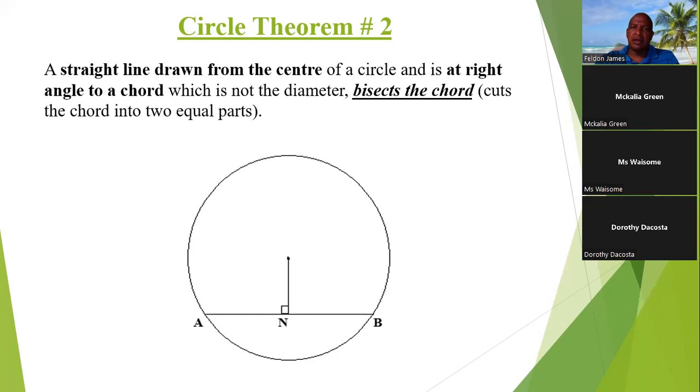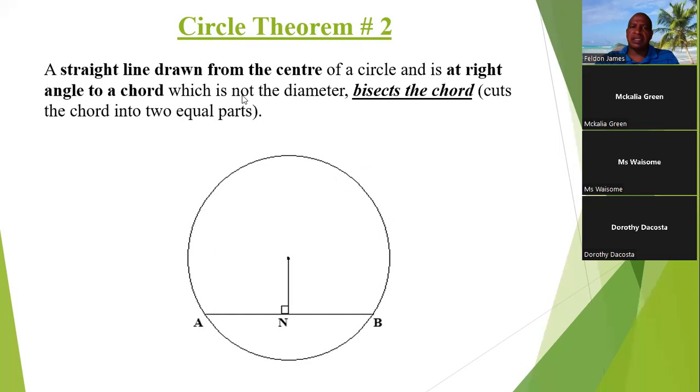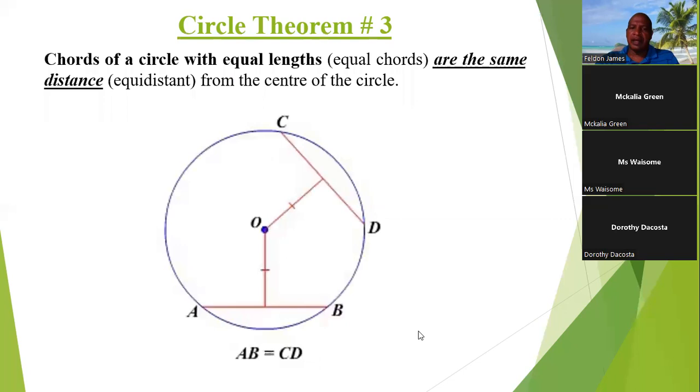So if we go back to theorem 1, theorem 1 is just saying that the radius is at right angle to the chord. But theorem 2 is saying that the radius bisects the chord, meaning it cuts the chord into two equal parts. So one part of the theorem is saying that they are at right angle. The other part is saying that you're bisecting the chord. And bisecting a line or a chord means that you cut the line in two equal parts. All right.